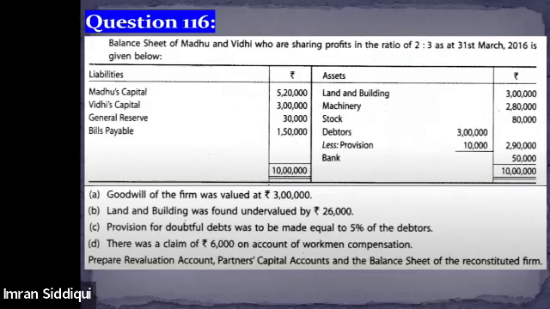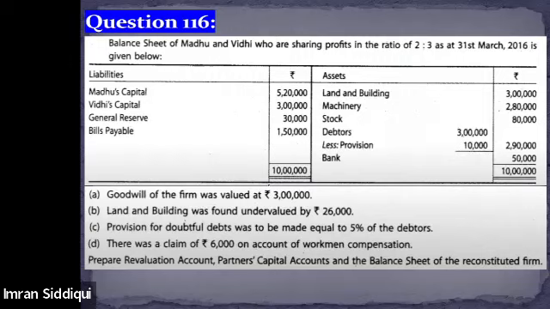General reserve is there, 30,000. Bills payable is also given, 1,50,000. So general reserve is a part of profit, and if no additional information or no adjustment is given in the question, then we can simply distribute it among the old partners in the old profit sharing ratio.